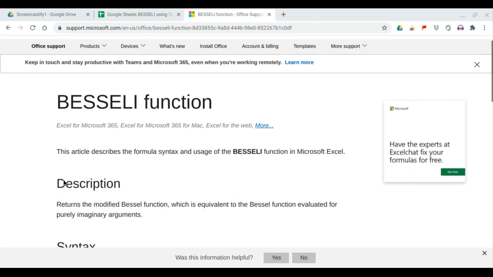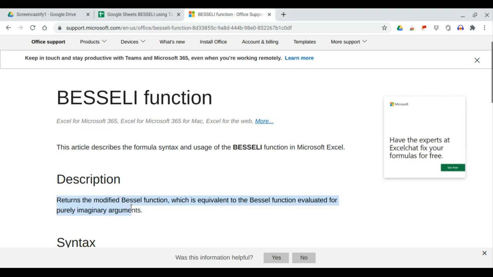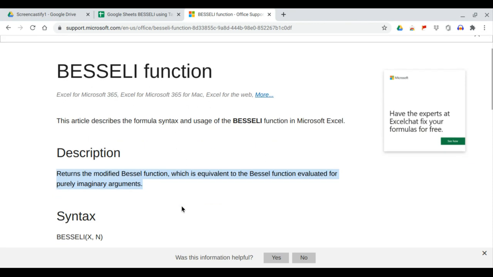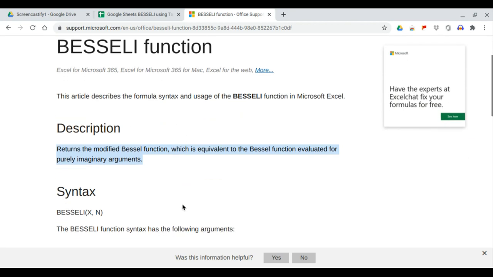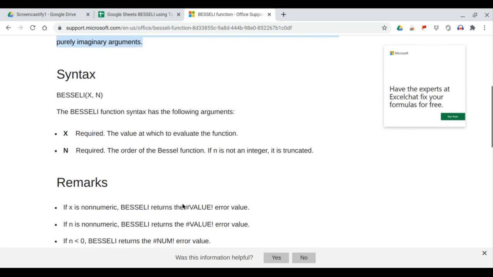BESSELI function returns the modified Bessel function, which is equivalent to the Bessel function evaluated for purely imaginary arguments. The syntax is BESSELI(x, n). X is the value at which to evaluate the function, and n is the order of the Bessel function.